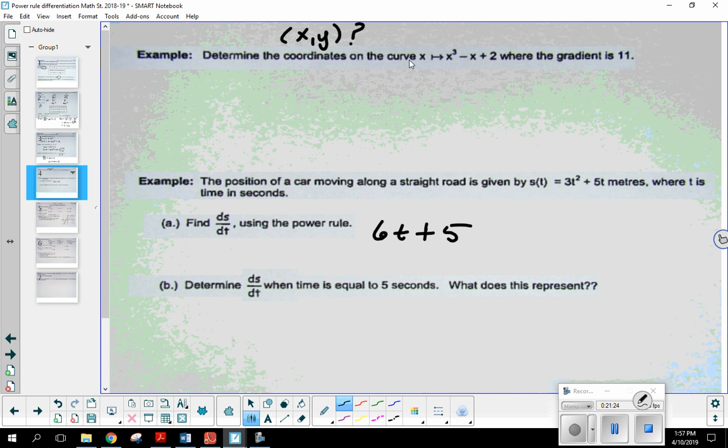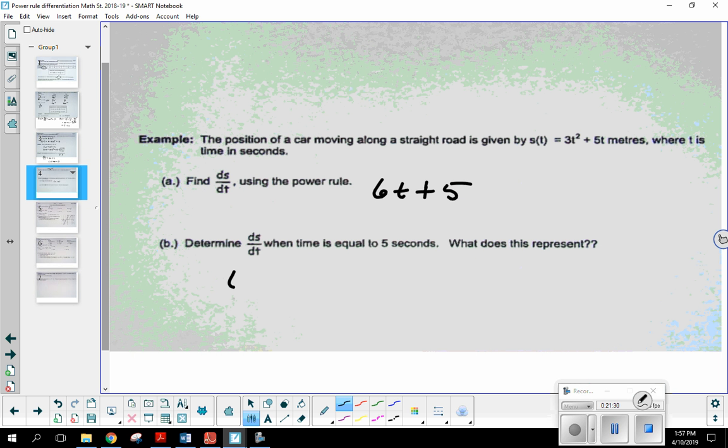Okay. Now it says determine the derivative when the time is equal to 5 seconds. So if t is equal to 5, then if we input it in here, we're going to have 6 times 5 plus 5, which is going to give me 35.